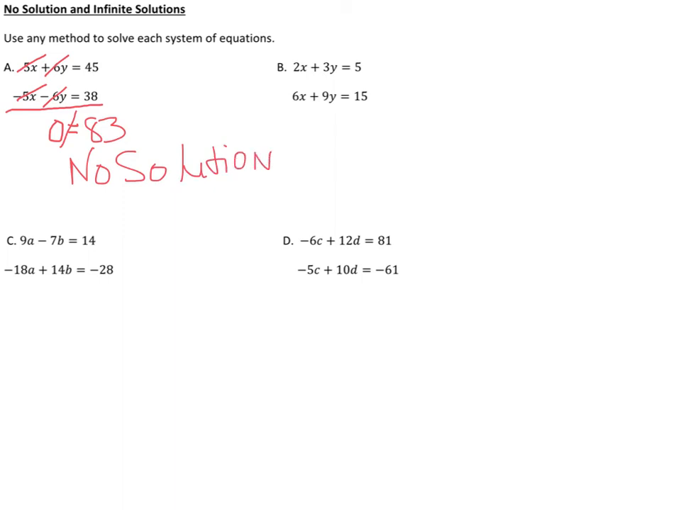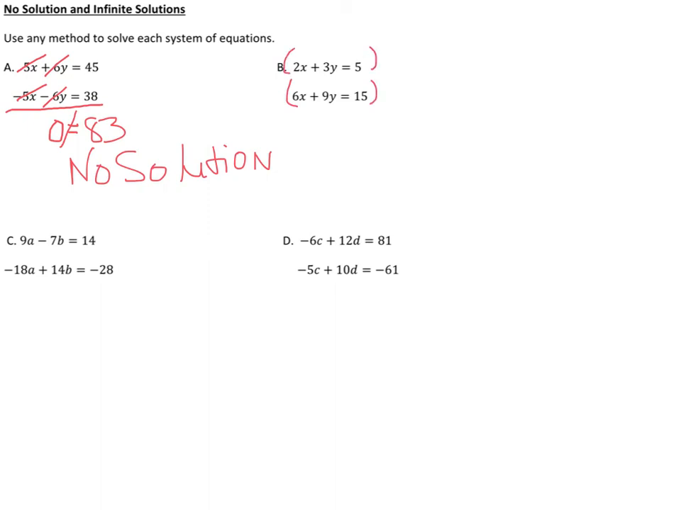Let's take a look at B. So I need to come up with some method for getting rid of one. I'm going to go ahead and try elimination again on this one. So this is what I was talking about. Since neither one of these matches up, I need to get rid of one, or I need to make them match up in order to get rid of one.